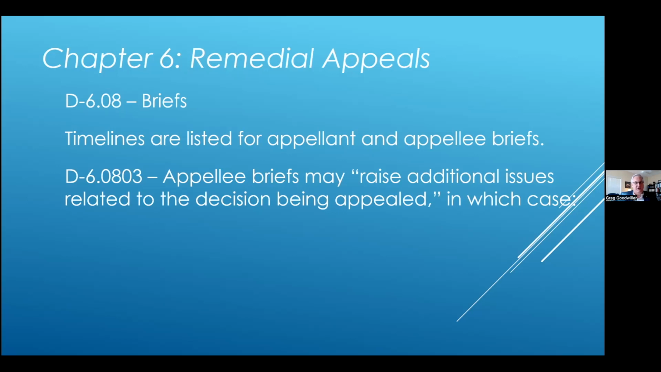Now we get to briefs. I need to make a mental note to go back and add a slide in there. I left some things out. So there are timelines for briefs. 30 days after the date of receiving the record, the appellant files a brief. If they fail to do that, it is considered abandonment of the appeal and the process ends. So it's a requirement. They have to do it, and they have to do it within 30 days.